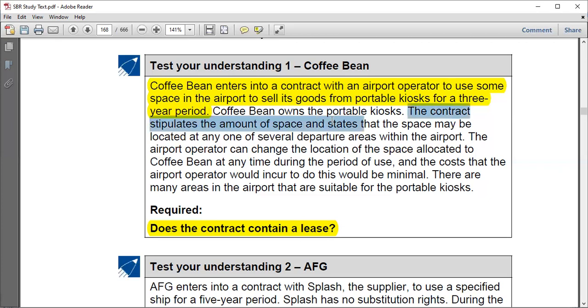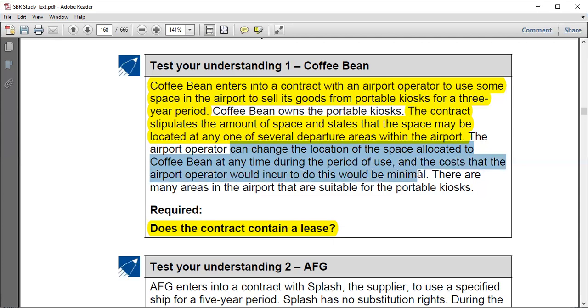The contract stipulates the amount of space and states that the space may be located at any one of several departure areas within the airport. So Coffee Bean is given autonomy on the place to locate those movable kiosks, right? Then the question proceeds and says, the airport operator can change the location of the space allocated to Coffee Bean at any time during the period of use. Now, do you see, the airport operator can just decide. It's not like Coffee Bean can just go and choose anywhere. They can choose anywhere, but still the airport operator can change that location. And the cost that the airport operator would incur to do this would be minimal.